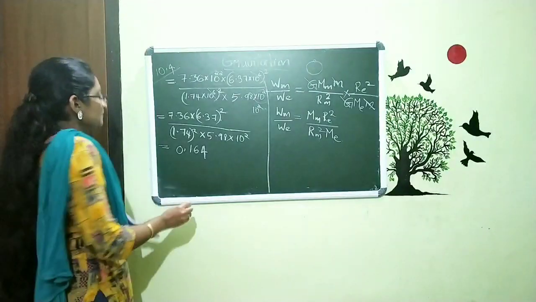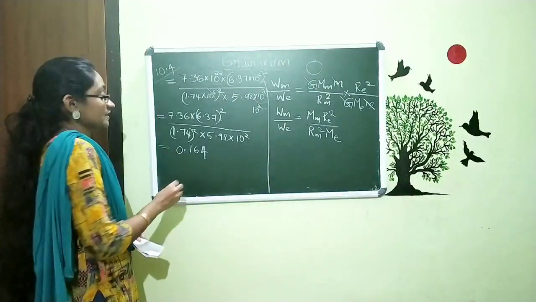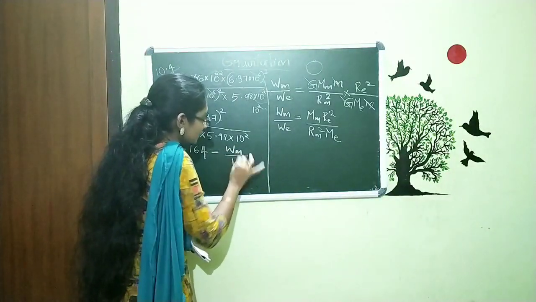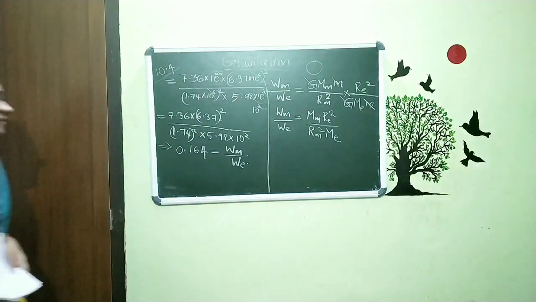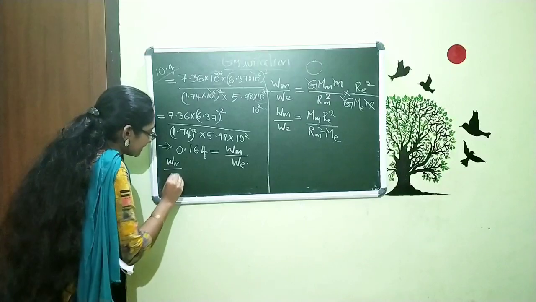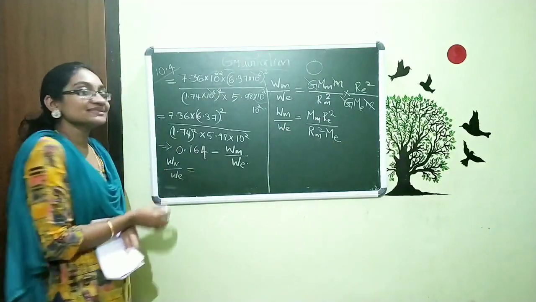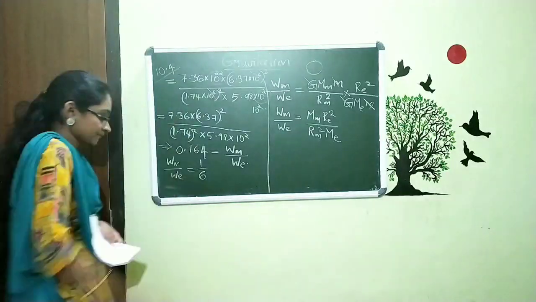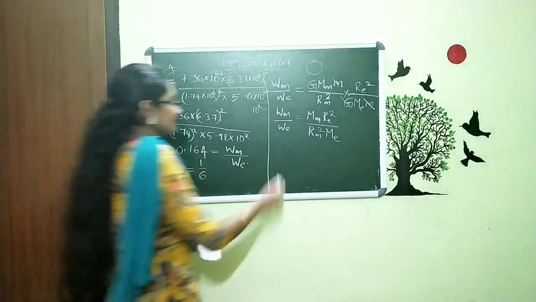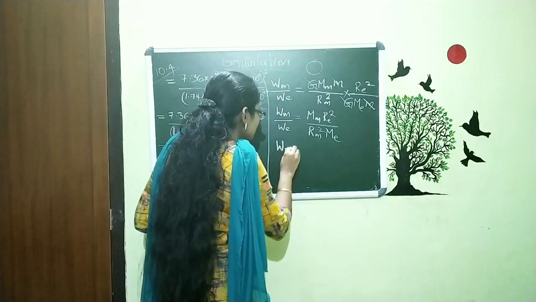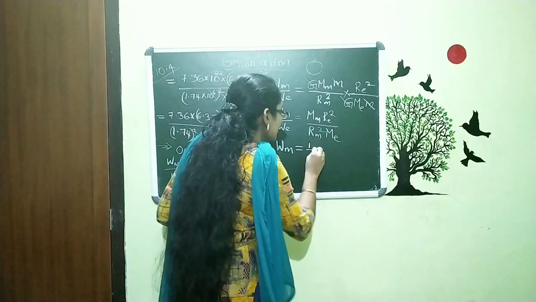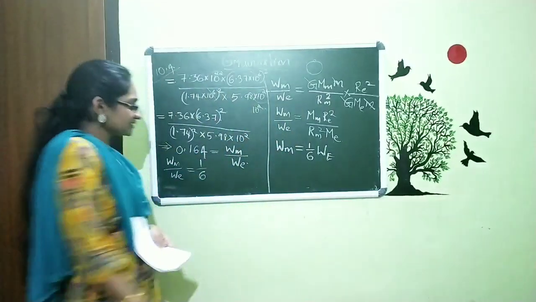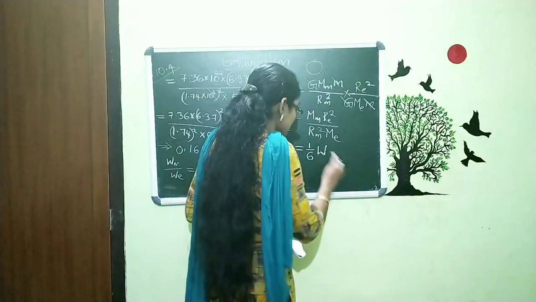0.164. So what is this? This is the ratio, that is, this is equal to Wm by We. That is, I can write this Wm by We is equal to this 0.164. I am going to write it as a fractional form, and this is equal to 1 by 6. So we can say the weight of an object on the moon is equal to 1 by 6th of weight on Earth. You can use either the small letter e or capital letter E, no problem.